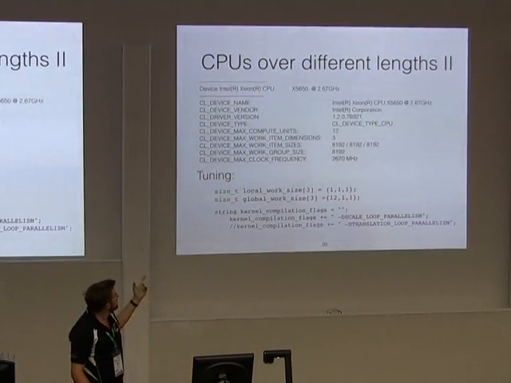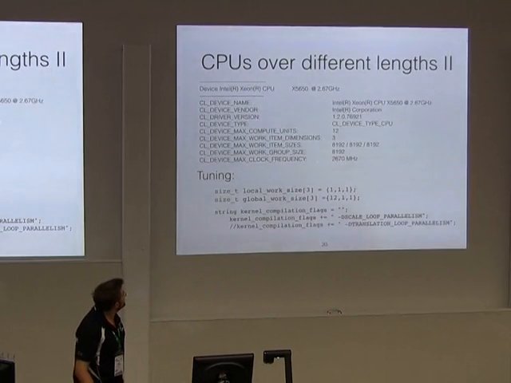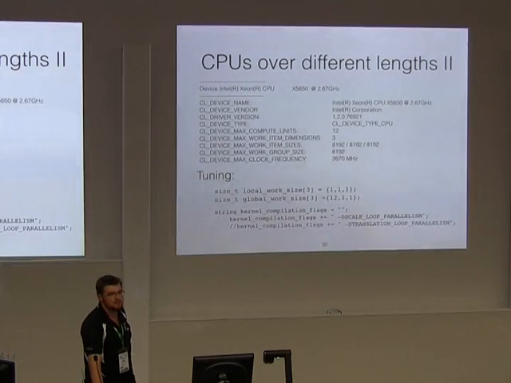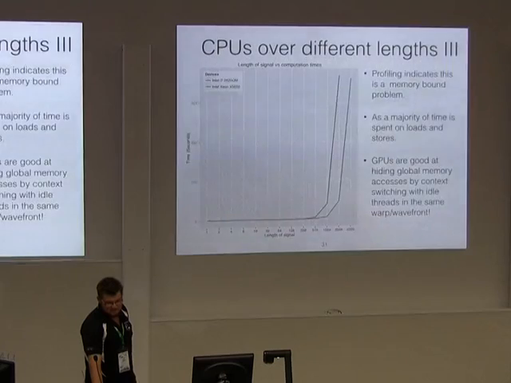And the same for the X5650, except it has six physical cores and 6 hyper-threaded cores, so we change the global work size to 12. And this is how it performs.